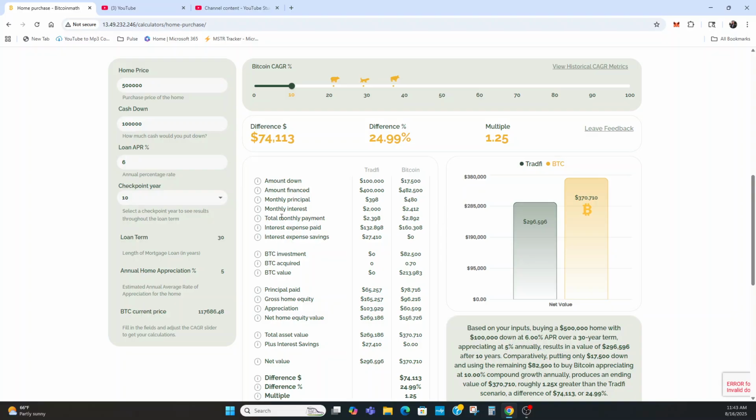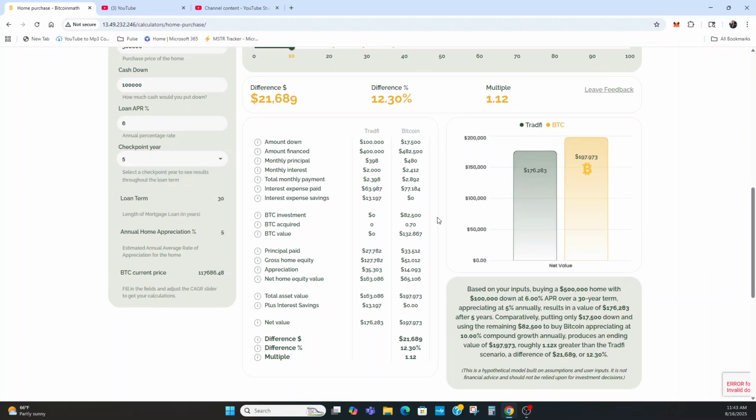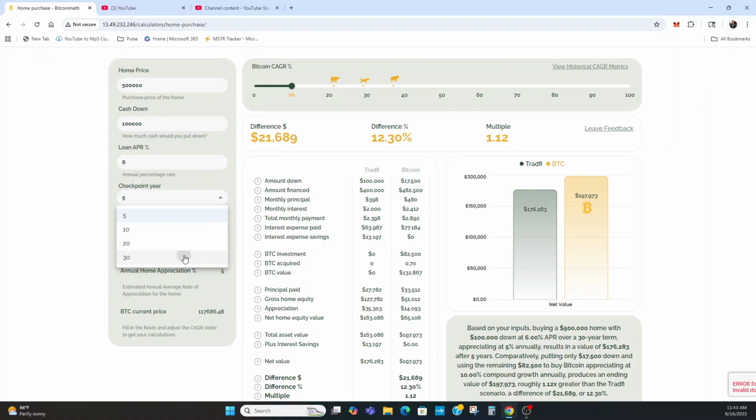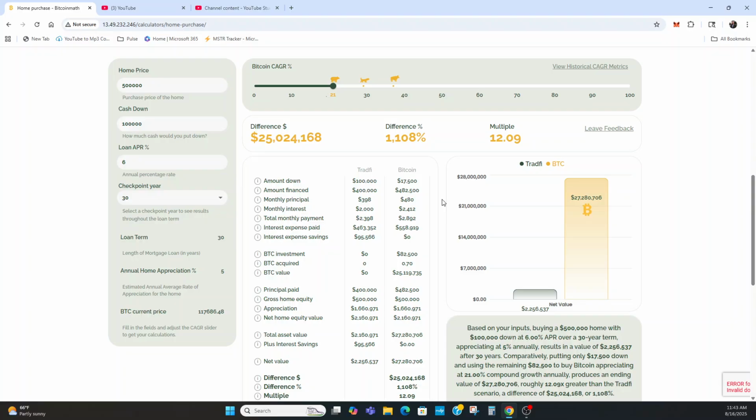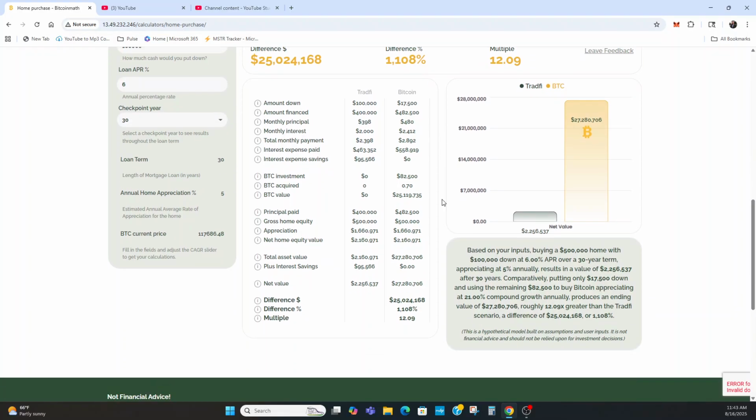Okay? Now, what happens if we change this to, say, the first 5 years? How does that look? Well, it still looks pretty good. What happens if we change it to the whole 30-year term? Right? Things start to get pretty wild, especially if we think we might hit Saylor's bear case over that entire 30-year period. You're dramatically changing the potential outcome here by using OPM and by investing more of your hard-earned cash into performant assets like Bitcoin, instead of just dumping all of your cash into the house as a down payment.